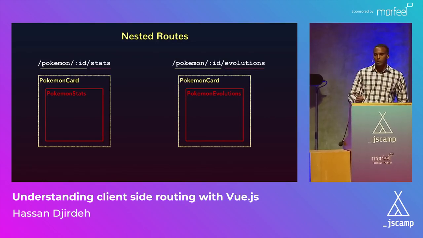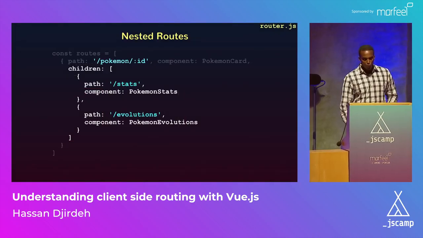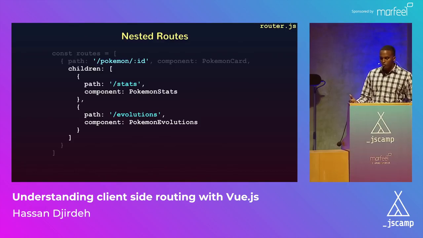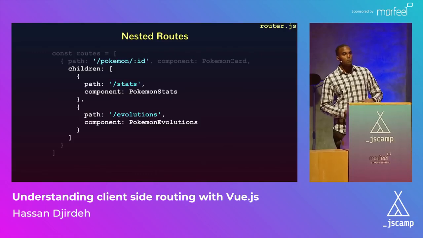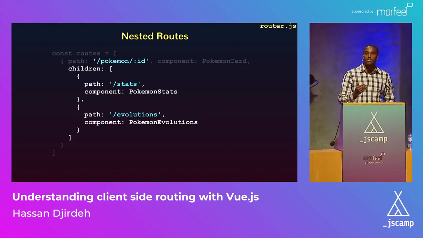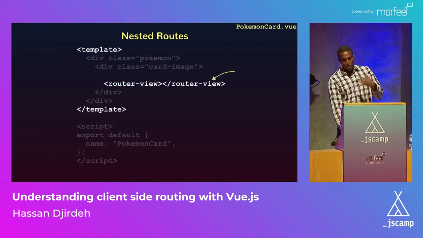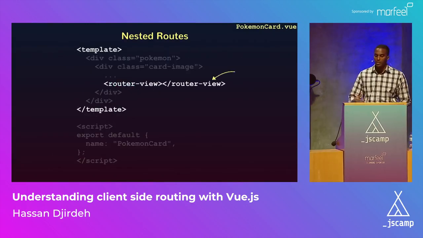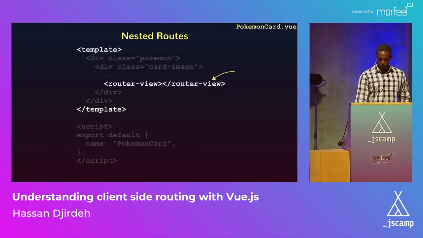There's two things we need to do to make this happen. The first thing is basically declare a children property, or a children array, within the route objects. This children array will contain the same series of objects, with each object having a path key and a component key. But in this case, the path gets resolved relative to the parent path. And the components here are the nested child components that get rendered in the parent component. The second thing we have to do is actually declare the router view component in the parent component that actually needs it. So we had the router view component in the parent app component, but in this case, we have a router view in the Pokemon card component as well.